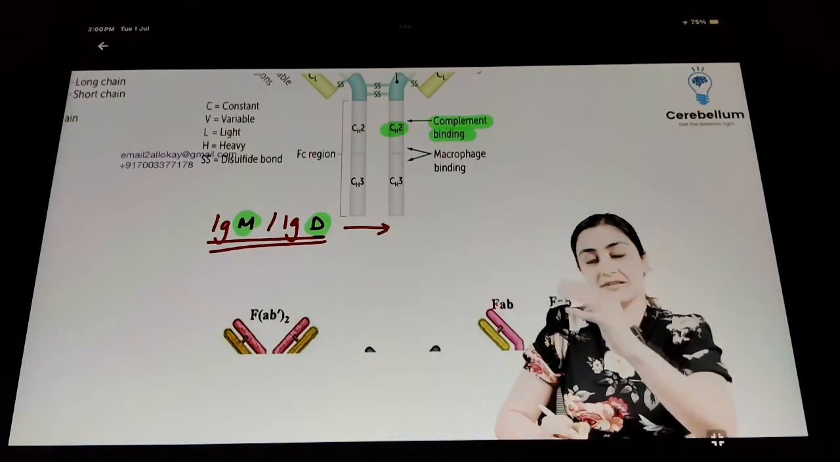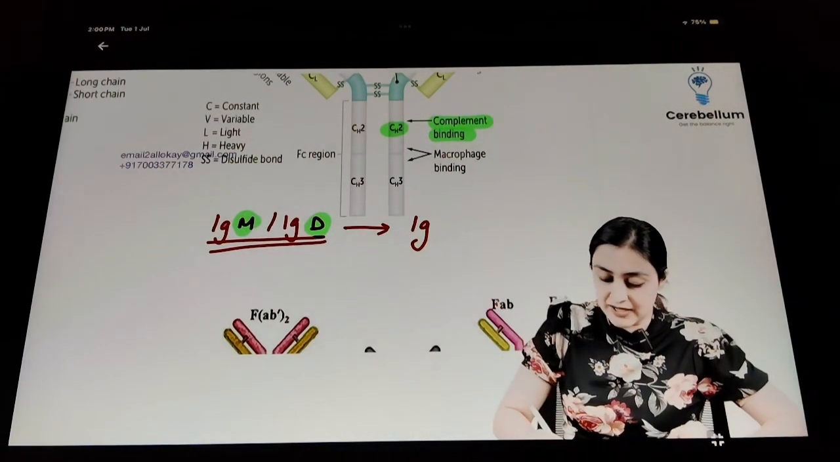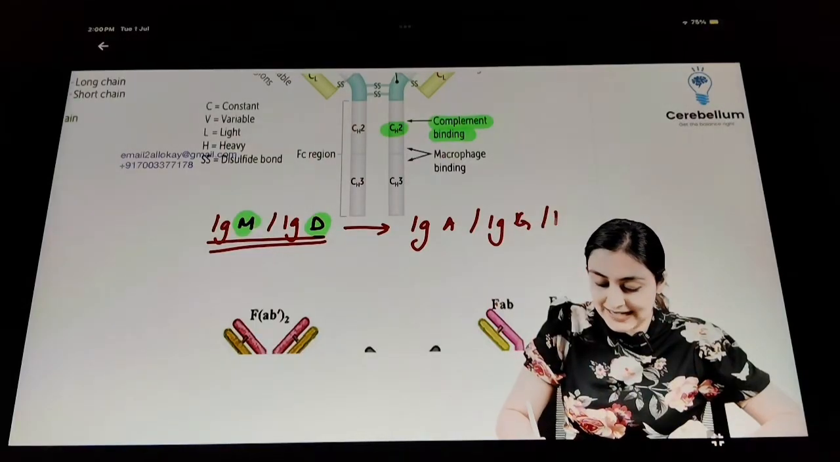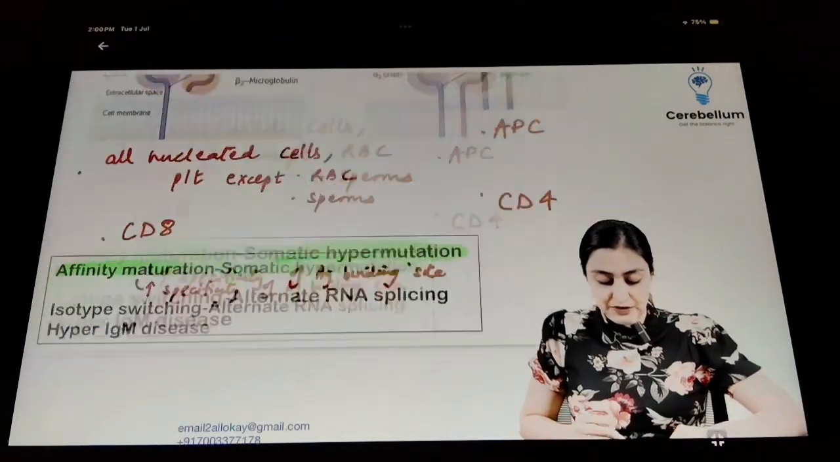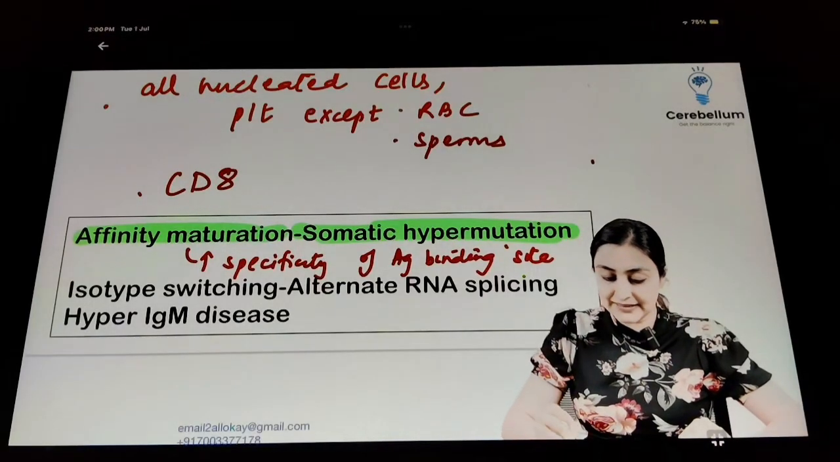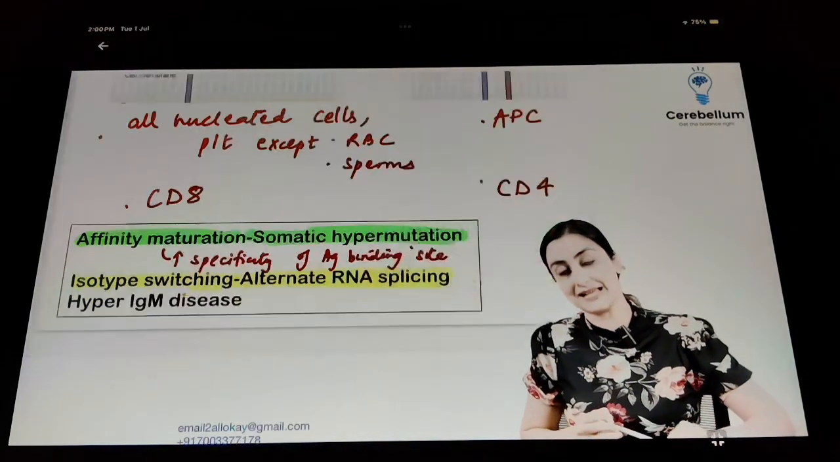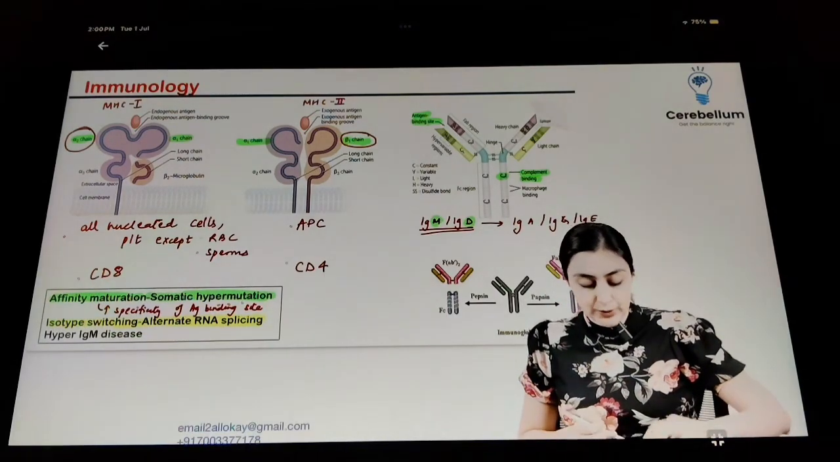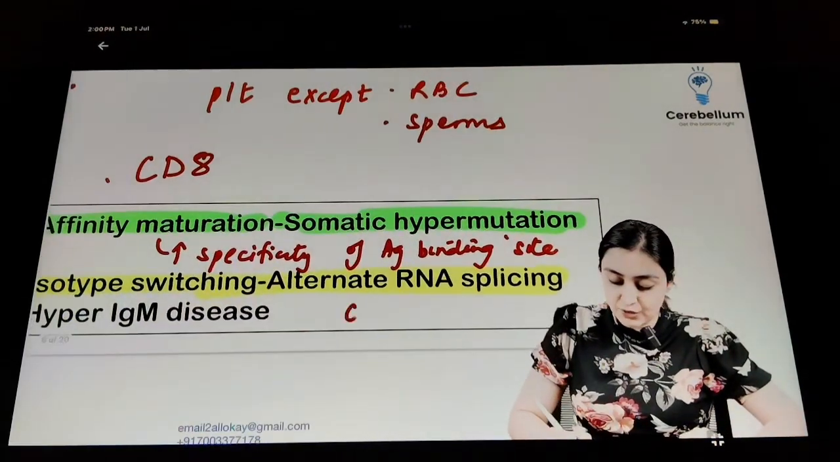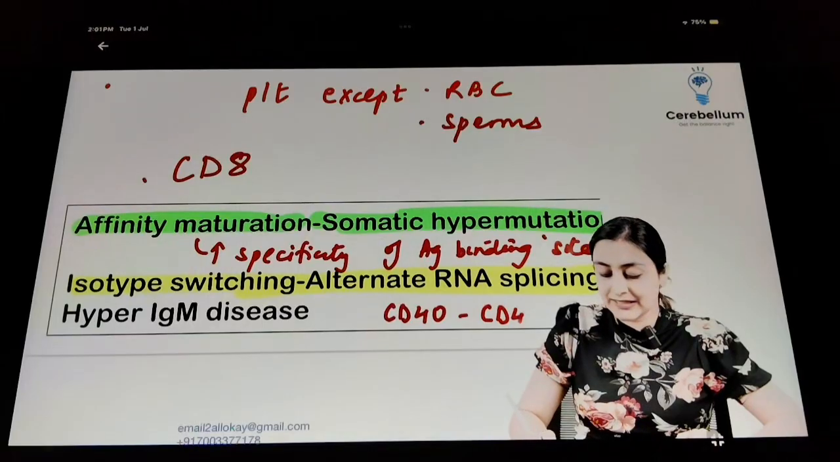Now, whenever there is a response, we are going to have the secondary immunoglobulins, which are your others: IgA, IgG, and IgE. These are the immunoglobulins that are produced later, and this process is called isotype switching, and this happens because of alternate RNA splicing. So this is isotype switching. From MD, it makes the other 3. This happens because of interaction of CD40 and CD40 ligand.